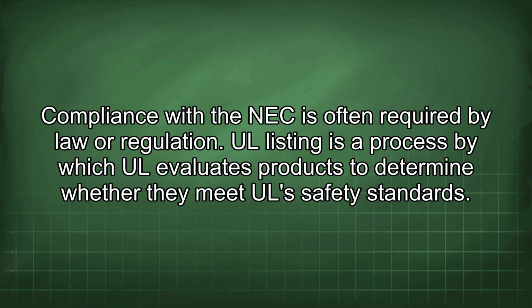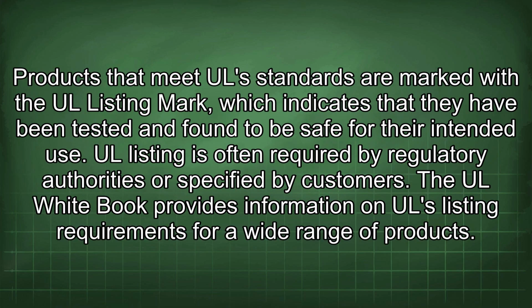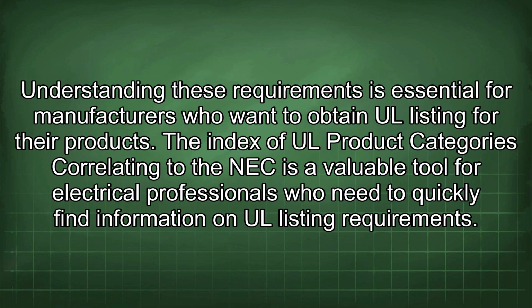UL listing is a process by which UL evaluates products to determine whether they meet UL safety standards. Products that meet UL standards are marked with the UL listing mark, which indicates that they have been tested and found to be safe for their intended use. UL listing is often required by regulatory authorities or specified by customers. The UL White Book provides information on UL listing requirements for a wide range of products. Understanding these requirements is essential for manufacturers who want to obtain UL listing for their product.